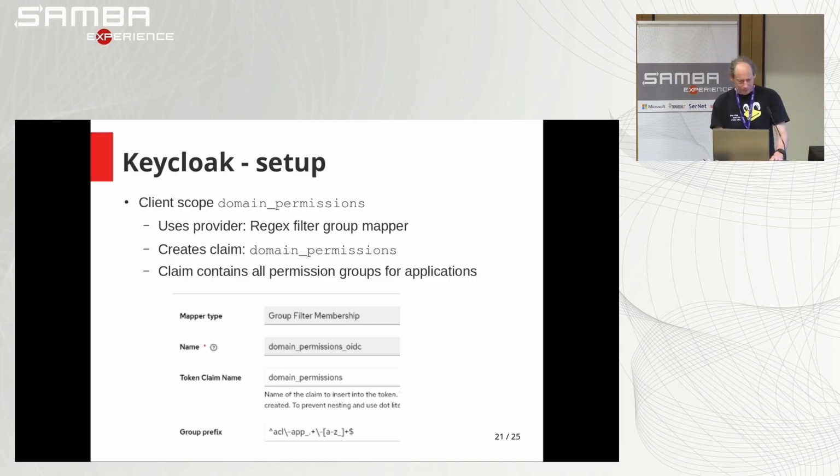Client scope. The idea is to give you all the authorization groups back in your JWT token. So we filter on name to filter all your ACL groups for applications, and then put them in the token.